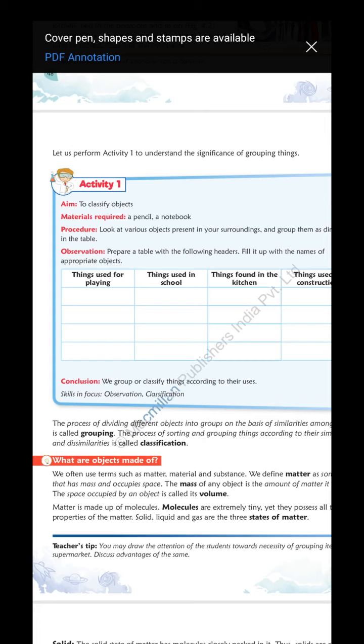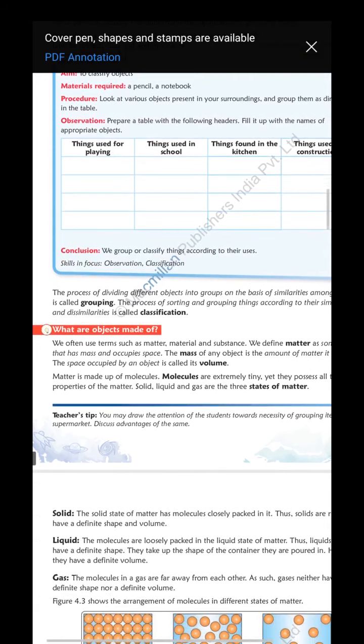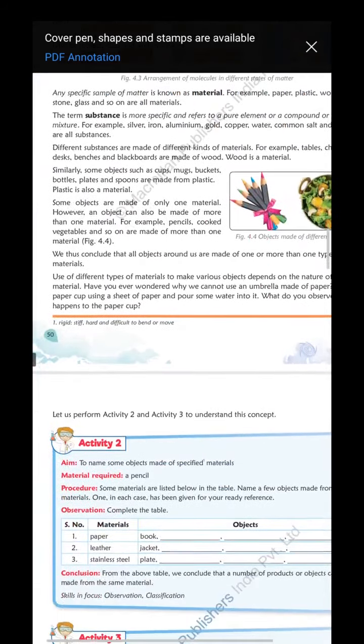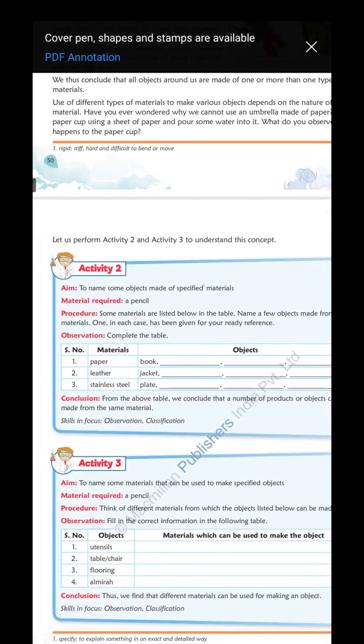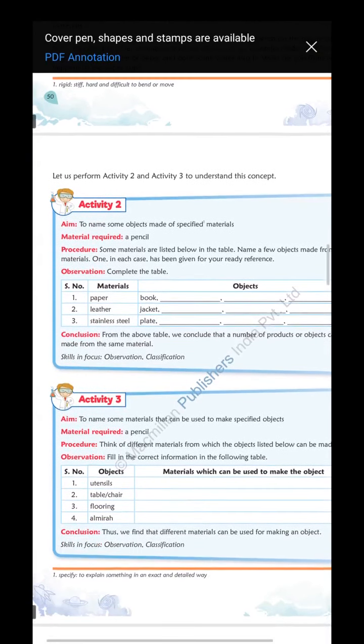And the environmental changes we are feeling, those are given by God. Everything is given by nature only. Nature itself is a God. So in that manner we can understand. That is activity 1.